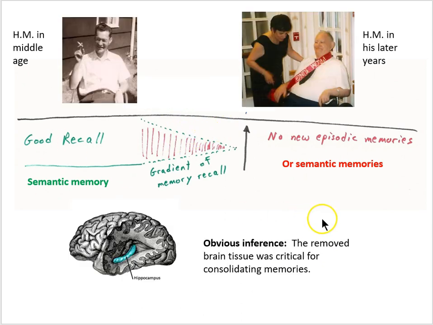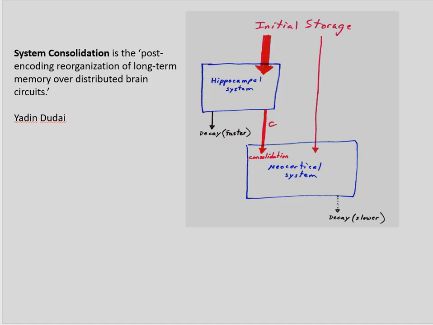So H.M. goes down as one of the most important neurological patients in history. The obvious inference from his case was that the removed brain tissue was critical for consolidating memories, transforming recently learned information into long-term memories. We can diagram that relationship here. We see two boxes. One would be the hippocampal system, down underneath the temporal lobe, and then the neocortical system. This would be the cerebral cortex.